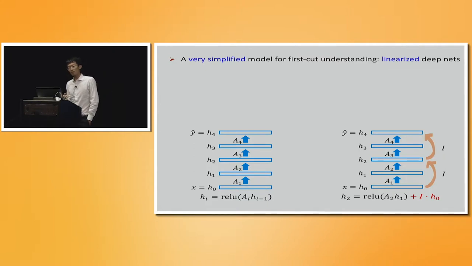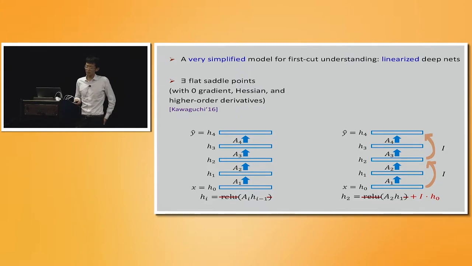And towards understanding this, we have a very simplified model for first-class understanding. So we can understand the linearized version of this residual connection. What we do is we say, OK, let's remove the ReLU activation, which we don't know how to understand, and let's consider this linearized network. So the model itself now is not interesting anymore because it's just a linear function of the data. But the optimization is still interesting because if you're optimizing over the matrices A1 up to AK, this is still a non-convex optimization problem. So we could talk about how residual connection changes the optimization, even though the modeling perspective is not relevant.